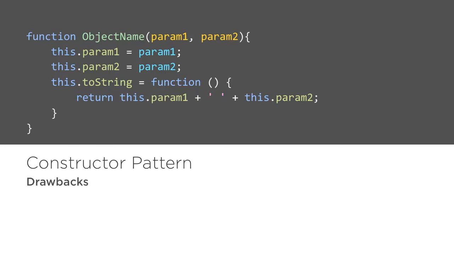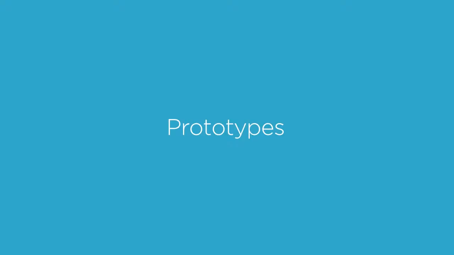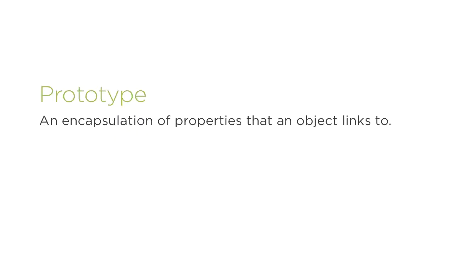And so what we've been given is this concept of prototypes. What a prototype is, basically, is just an encapsulation of properties that an object links to. So I can have properties and methods that are on an object's prototype, and every copy of that object that I have all links back to the same prototype. It's much more efficient to have one copy of all of those object methods sitting inside the object prototype.